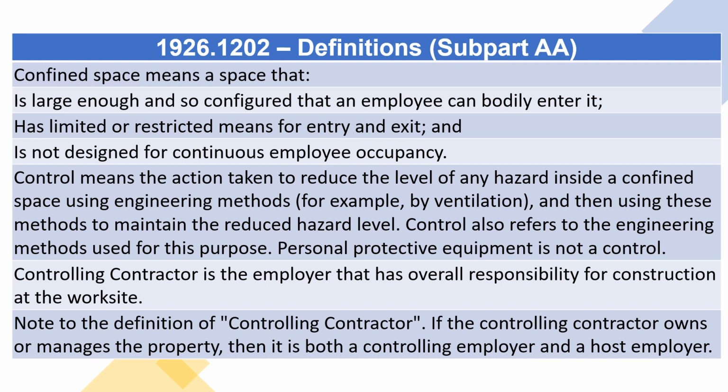Control means the action taken to reduce the level of any hazard inside a confined space using engineering methods, for example, by ventilation, and then using these methods to maintain the reduced hazard level. Control also refers to the engineering methods used for this purpose. Personal protective equipment is not a control. Controlling contractor is the employer that has overall responsibility for construction at the worksite. Note to the definition of controlling contractor: If the controlling contractor owns or manages the property, then it is both a controlling employer and a host employer.